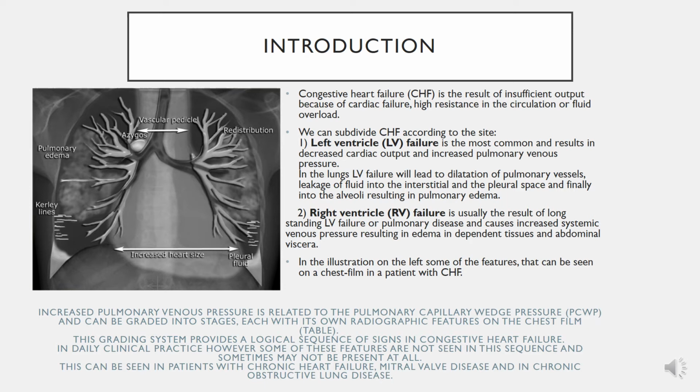Increased pulmonary venous pressure is related to the pulmonary capillary wedge pressure and can be graded into stages, each with its own radiographic feature on the chest film. This grading system provides a logical sequence of signs in congestive heart failure. In daily clinical practice, however, some of these features are not seen in this sequence and sometimes may not be present at all. This can be seen in patients with chronic heart failure, mitral valve disease, and chronic obstructive lung disease.